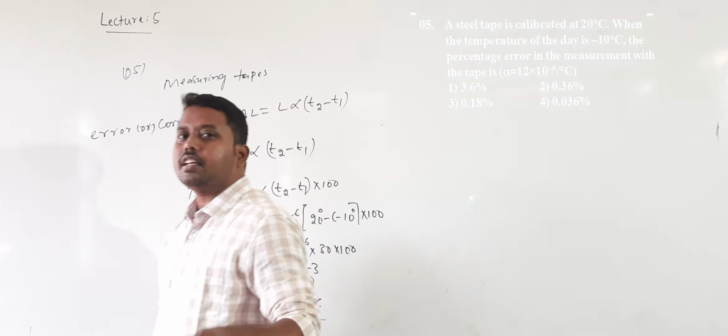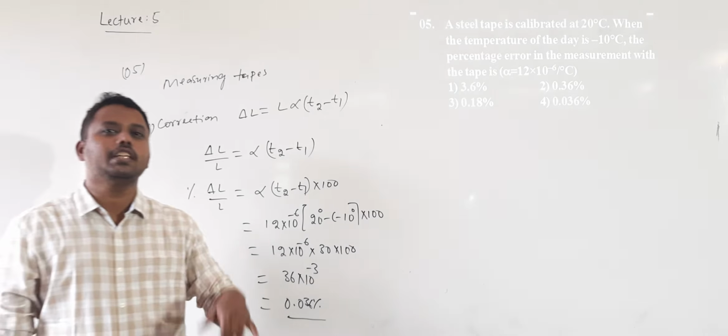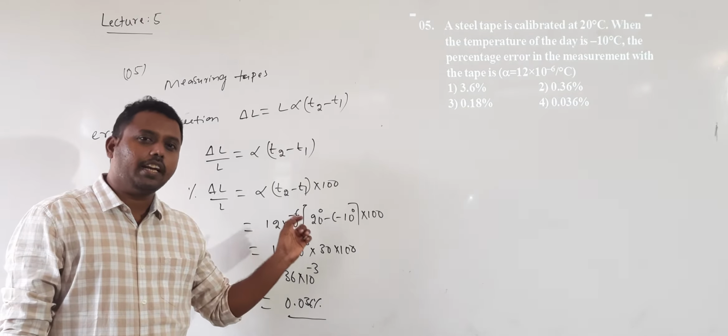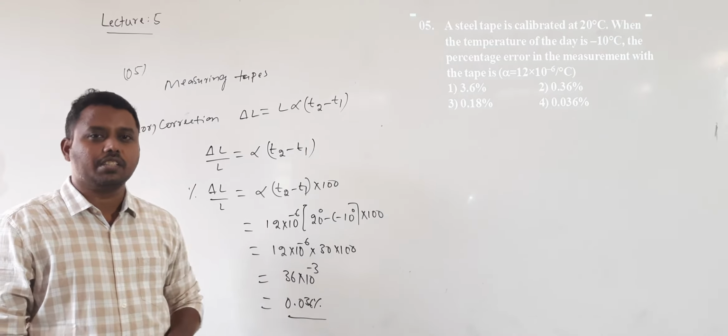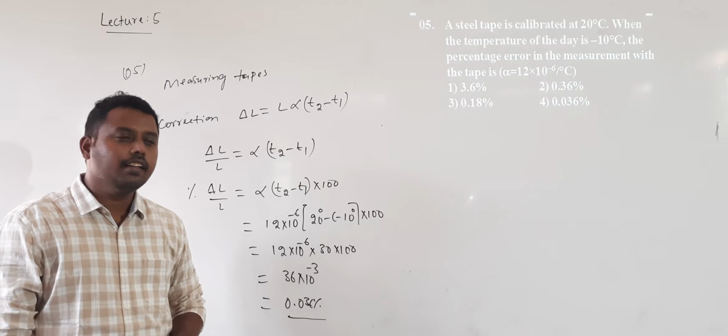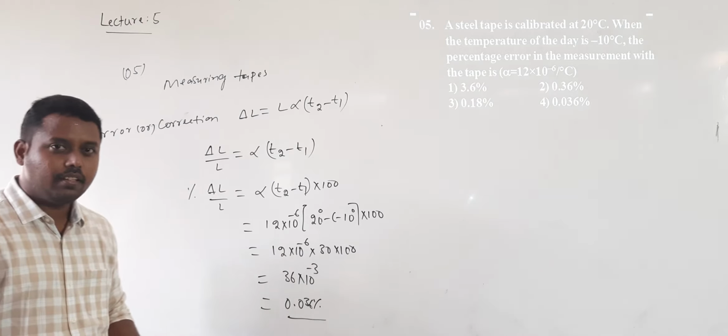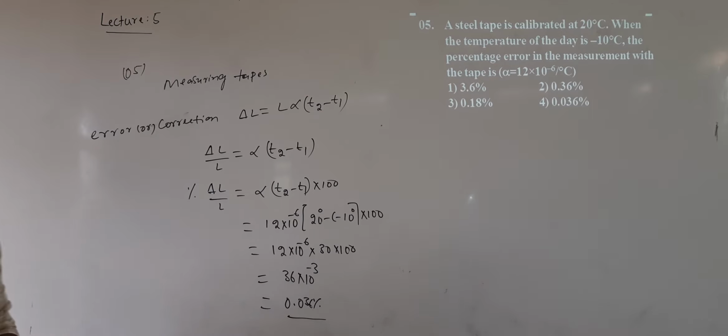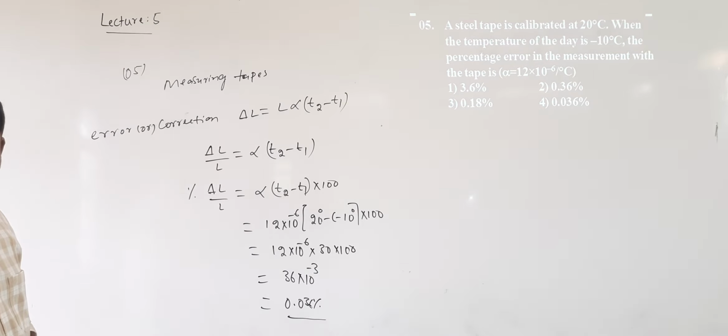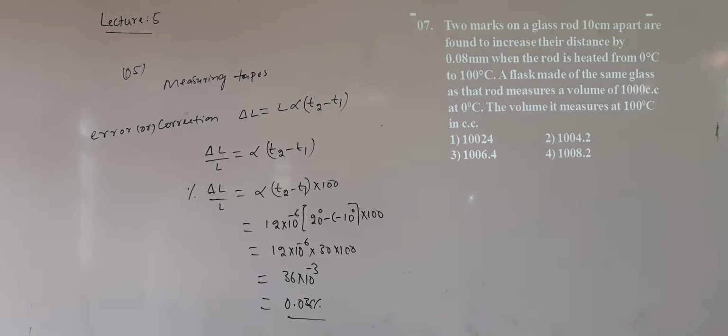the reading you are getting is more than the actual reading. So if you want to calculate the true value, it is L minus correction. Two formulas are there. In the synopsis we discussed. So this is question number 5. Understood? Next, question number 7.